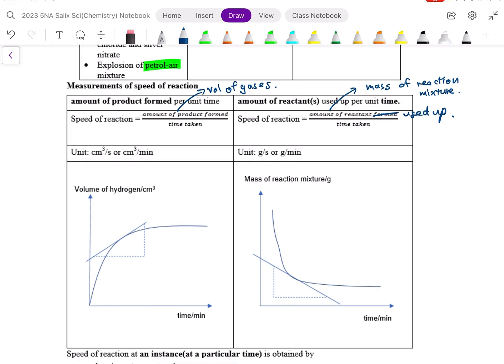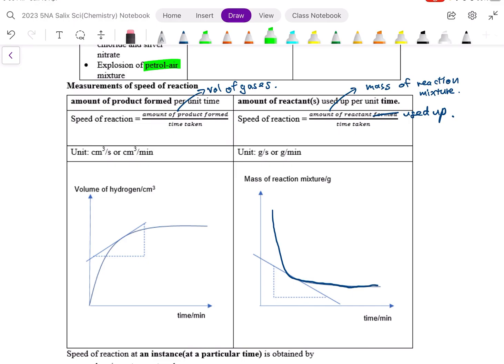You also have the case of the one that is in terms of the mass of reaction mixture. This kind, you will see a graph that actually decreases across time, because you have gas that is escaping. Later on we'll take a look at the setup itself. The units will be in terms of gram per second or gram per minute.